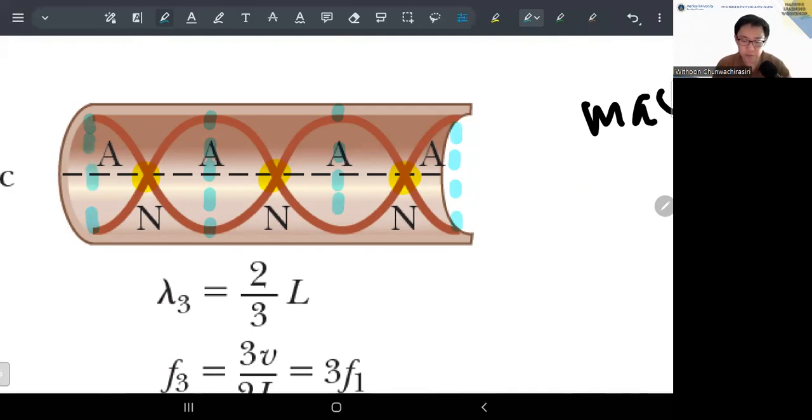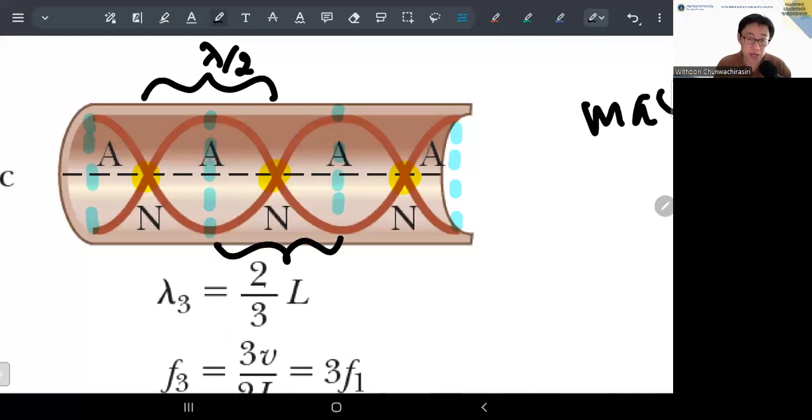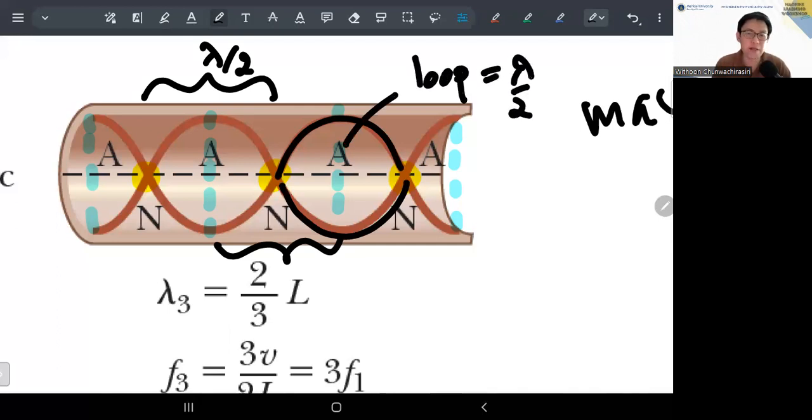Okay, and what we learned from last time is that the distance between any two nodes is just half of the wavelength. Or, it will be exactly the same as the distance between antinodes, because each is halfway between the other. Or you can imagine that if you complete one representation of a loop, one loop also means half a wavelength. It depends on how you would like to analyze this.